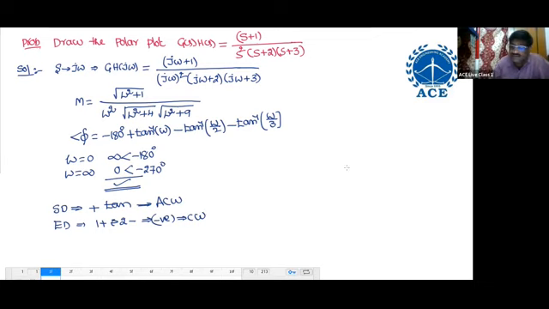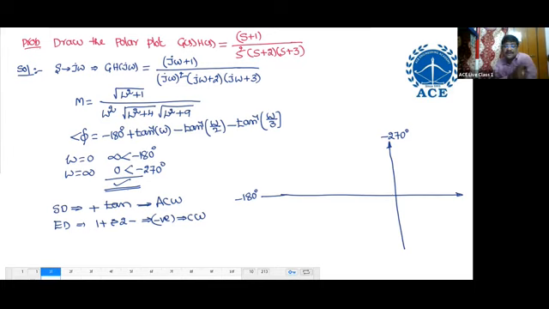Now draw the plot. This is the real axis, imaginary and real. This is minus 180. So this is minus 270. So where does it start? Minus 180. Where does it end? Minus 270. But the starting direction is anti-clockwise.